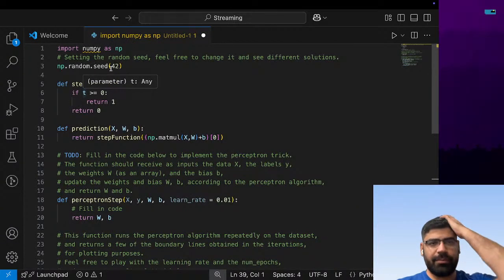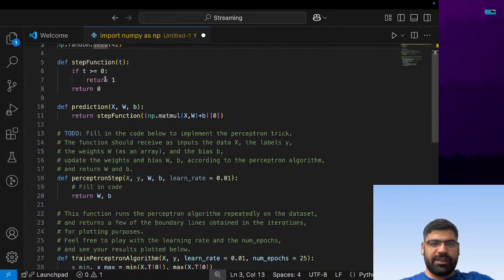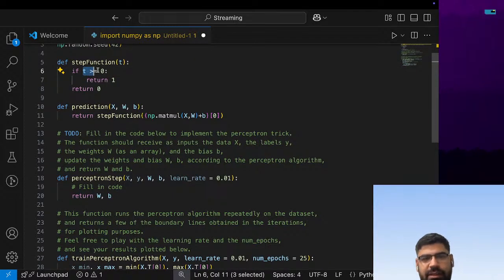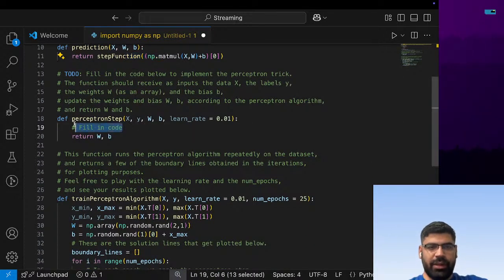We have numpy random seed 42. Setting the random seed, feel free to change it and see different solutions. I don't know how random seed works, honestly. But we have the step function: if t is greater than or equal to 0, return 1, else 0. That's the prediction based on the step function. Our code will go here, in the step.